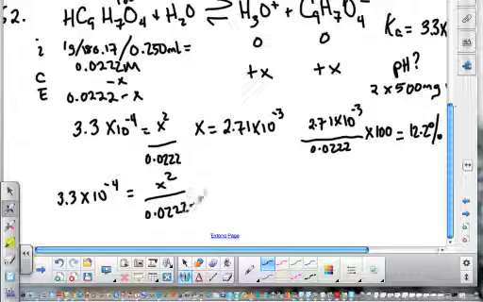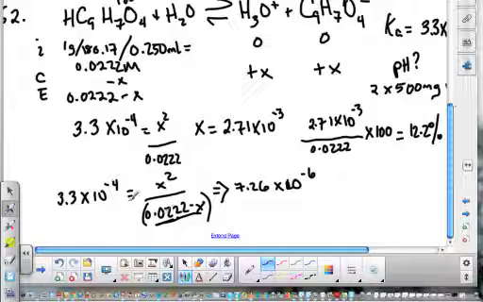So it's equal to x squared over 0.0222 minus x, and that's going to have to be factored through. When you take this denominator and multiply it by both sides, you end up with 7.26 times 10 to the minus 6 minus 3.3 times 10 to the minus 4 x, which comes from factoring these two things, equals x squared. And of course, bring your x squared to the other side.